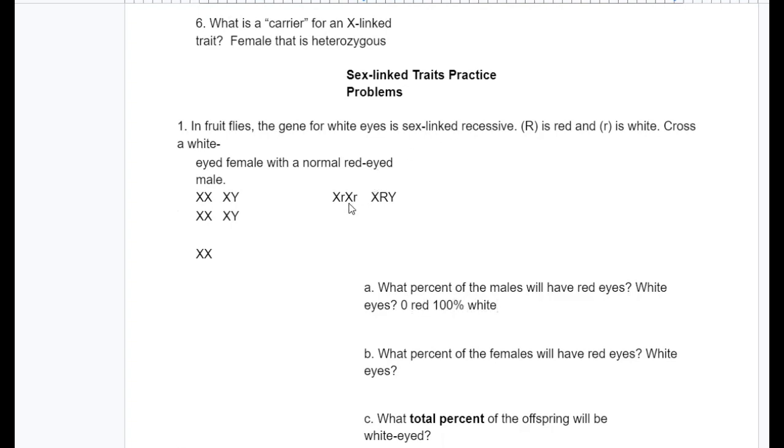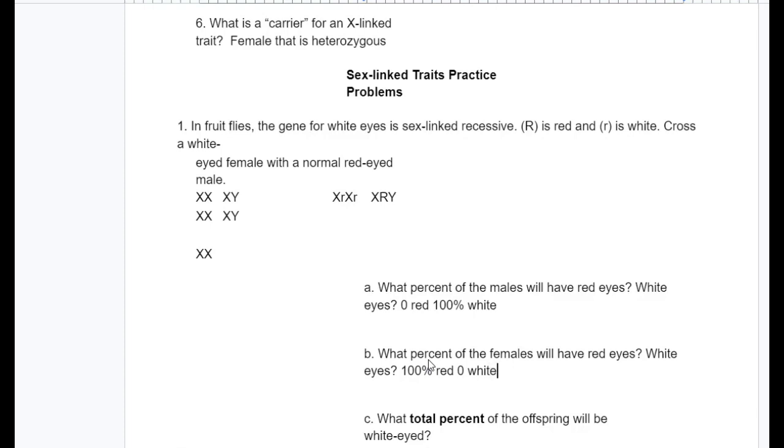Unfortunately, because the mother has white eyes. All right, what percent of the females will have red eyes? That's 100%. Why? Because they're going to get this capital R from Papa, and they're going to have a small r from mother. So they're going to be carriers. All right, so 100% red, 0% white.